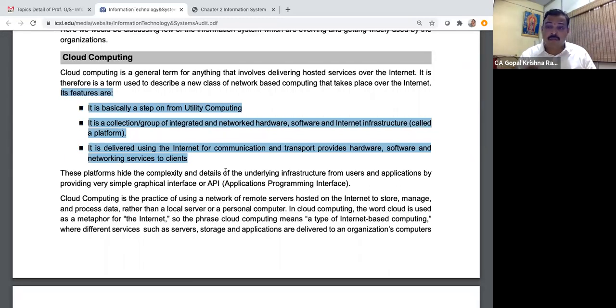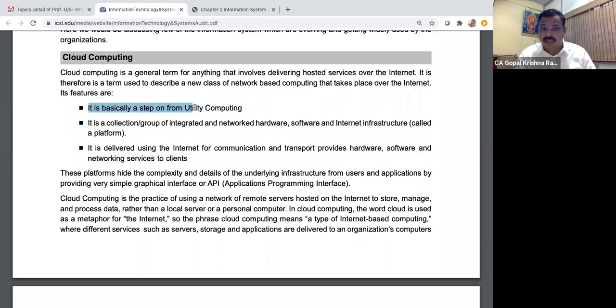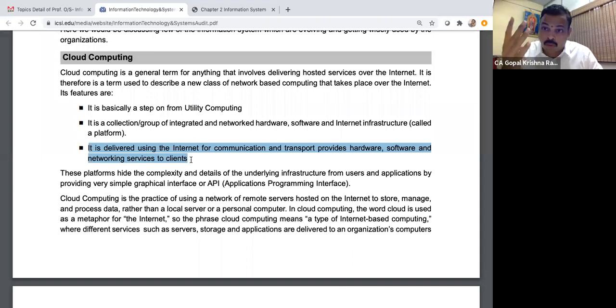Basically a step on from utility computing. You can ignore this step, it is a very general term. Please go to this second step. It is a collection or group of integrated network hardware, software and internet infrastructure called a platform. It is delivered using the internet for communication. Without internet, can you use cloud? No. So remember what Divang Mehta said. Is it three basic needs of a human being or four? Four. What are they? Roti, kapada, makan, and connectivity.